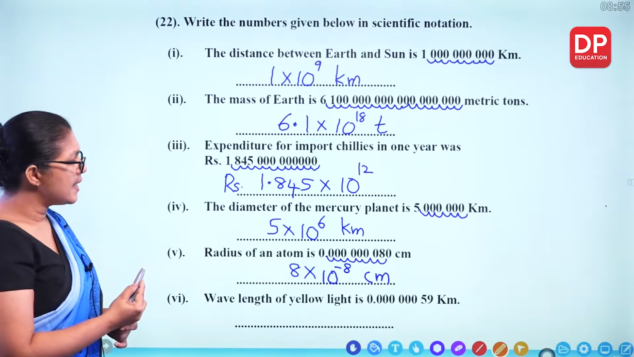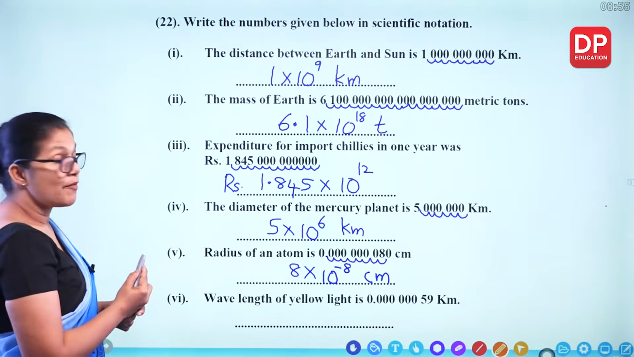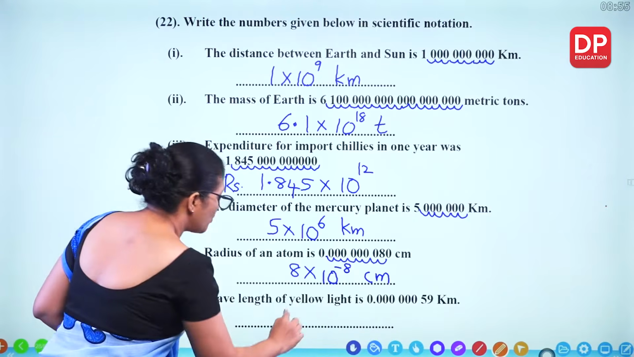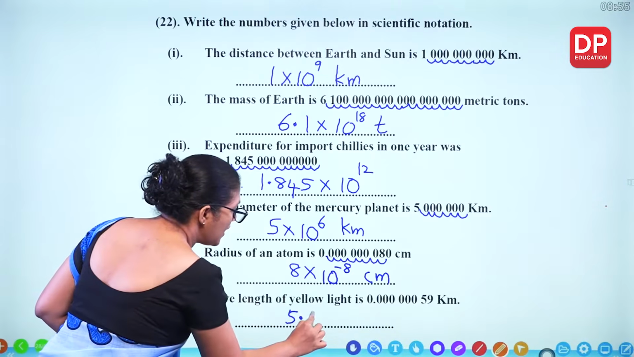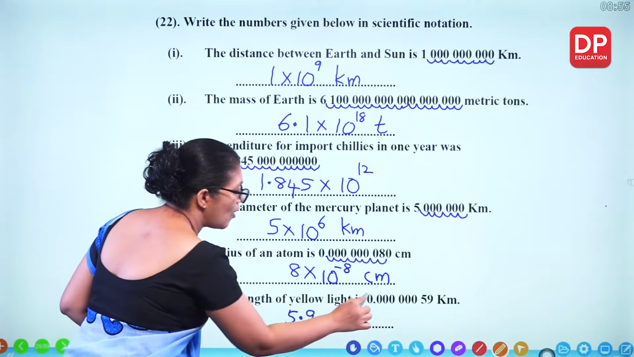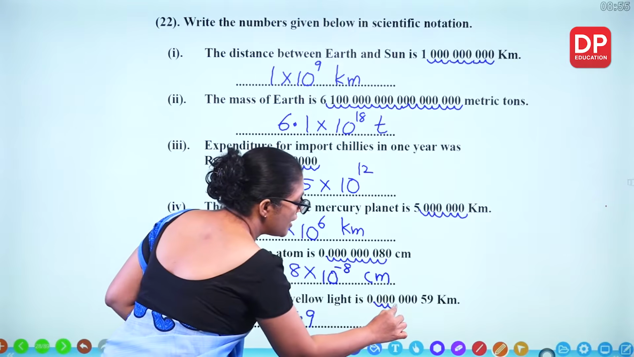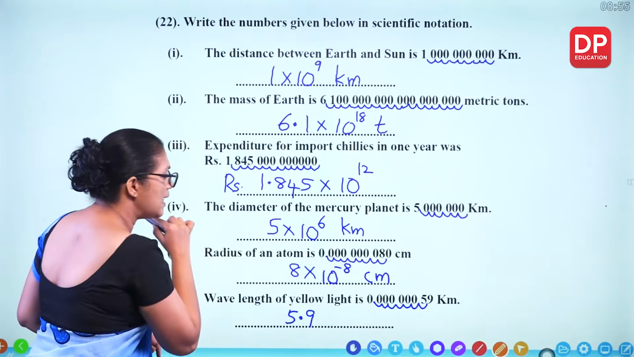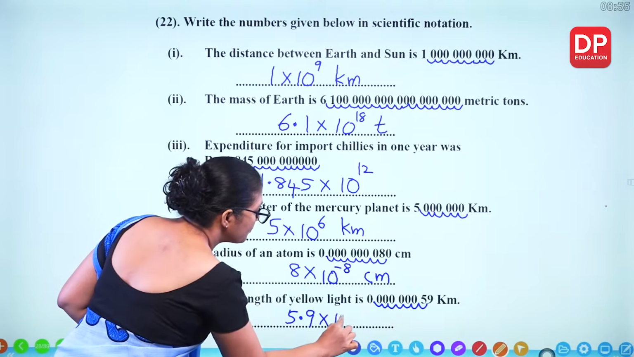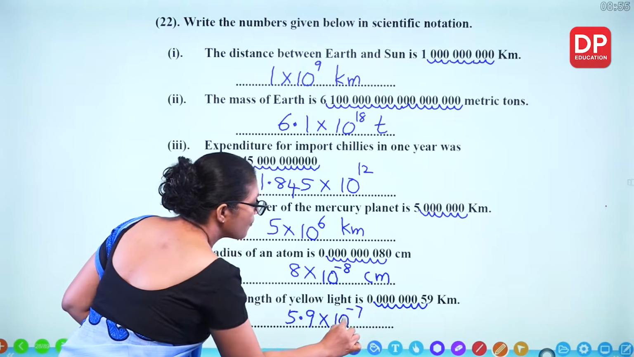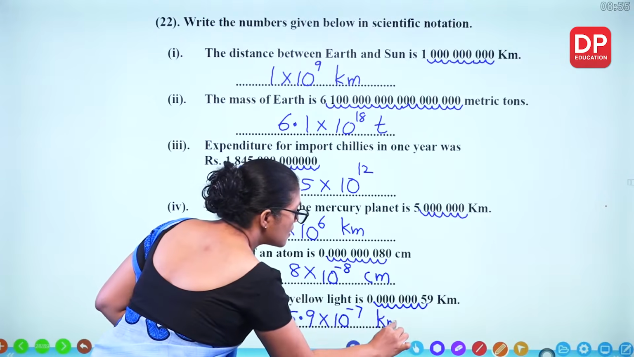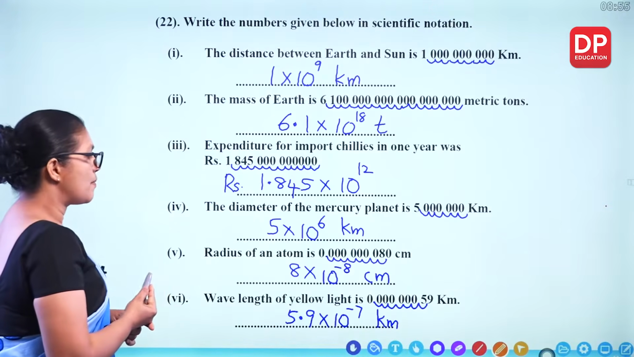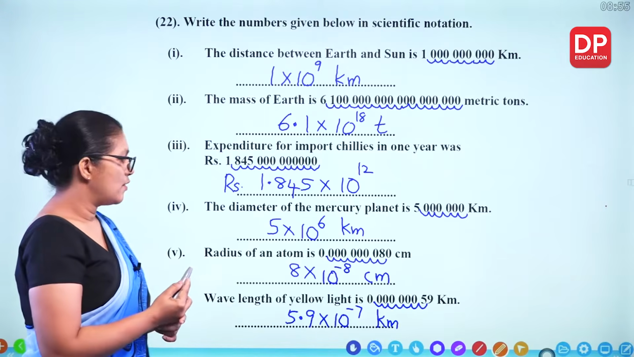The wavelength of yellow light is 0 point something, a very small number. So you can write 5.9. How many places? 1, 2, 3, 4, 5, 6, 7 places to the left. This is in kilometers. 10 to the power minus 7 kilometers.